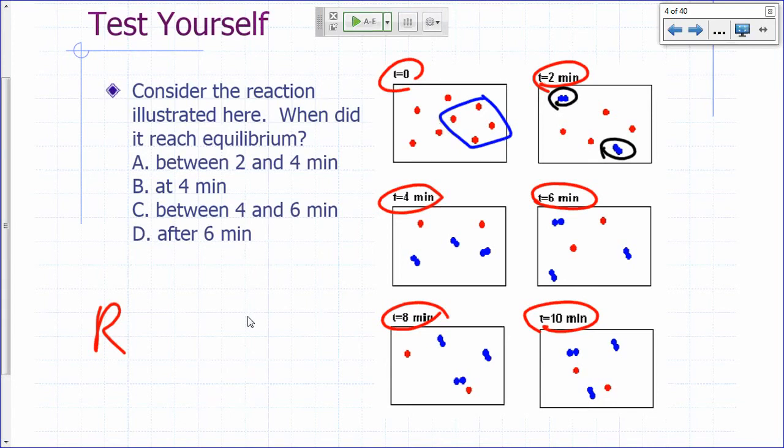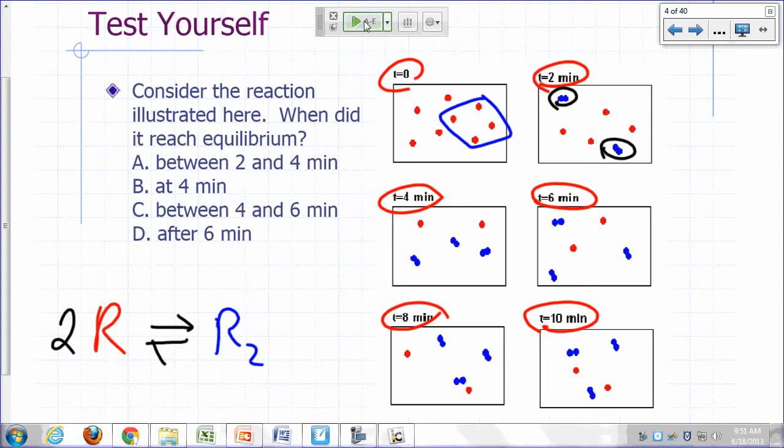So the reaction here is two red atoms combining into a blue molecule, or an R2 molecule, you can say. That's your reaction. So when did this reaction reach equilibrium? Between 2 and 4 minutes, at 4 minutes, between 4 and 6 minutes, or after 6 minutes?